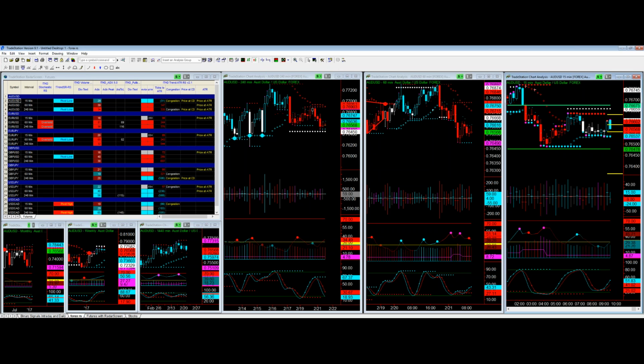There's a lot of different ways to use those dots, Dinesh. For example, do you see how these dots formed right at the ATR? Okay, the first thing that is telling you is it has developed support in that area for the time being, okay?